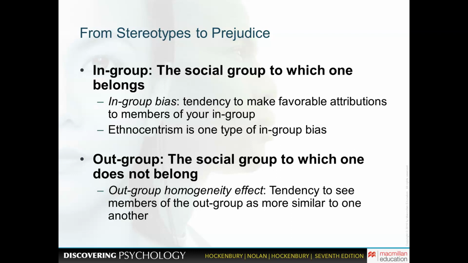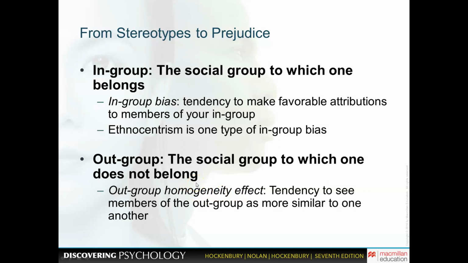In-group bias is the tendency to make favorable attributions to members of your in-group. The second term I want you to focus on is the out-group. Basically, that is when we tend to attribute a certain person or a group of people as belonging to a different social group than our group. So, the social group to which one does not belong.